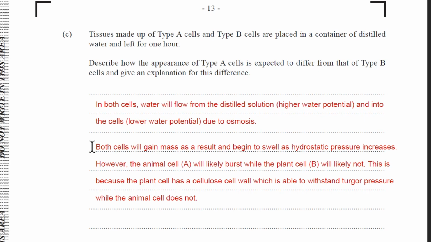And both cells are going to gain mass because they are absorbing water as a result and begin to swell. Hydrostatic pressure within the cell is going to increase. However, the animal cell, which is A, will likely burst, while the plant cell B would likely not. Remember, that's because the animal cell doesn't have a cellulose cell wall, while the plant cell does have a cellulose cell wall that is able to withstand the turgor pressure.